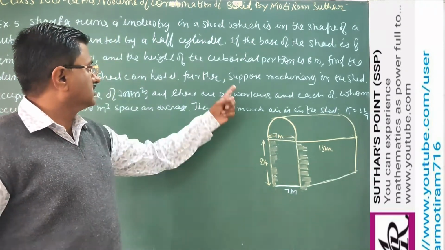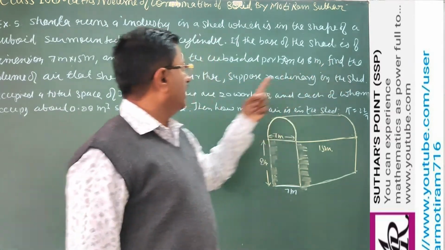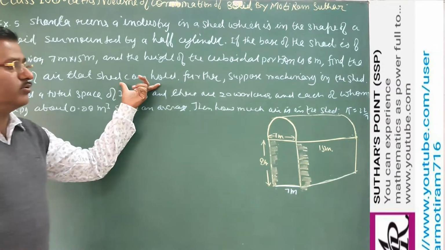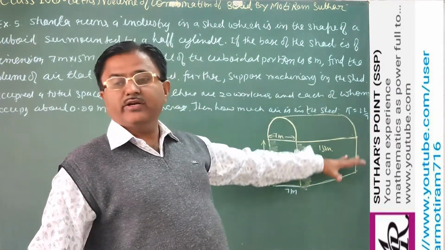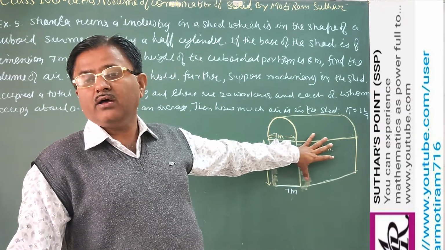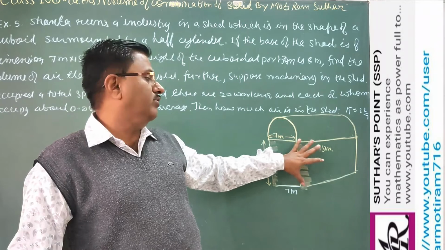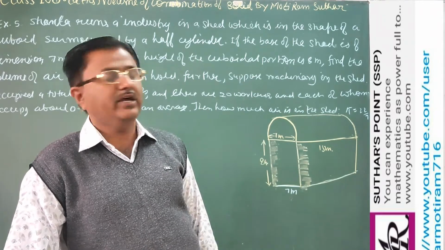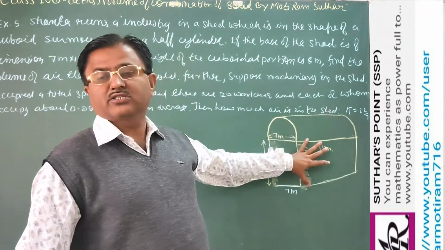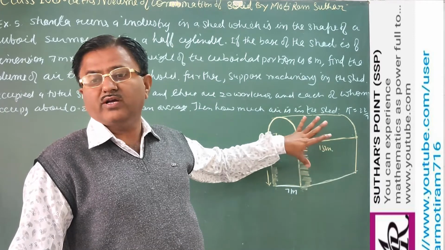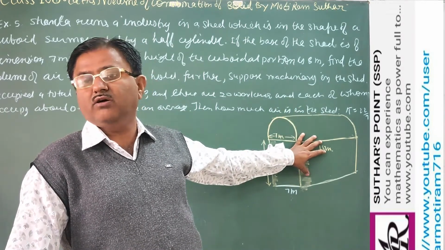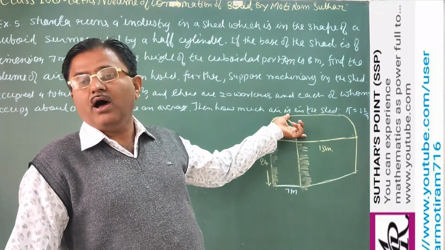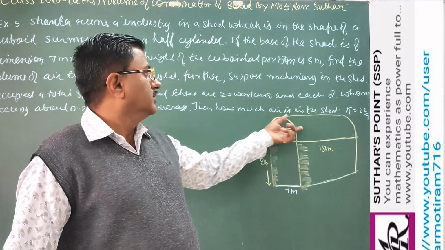Then it says, find the volume of air that the shed can hold. So you have to find what quantity of air will be present in the shed. It means we have to find the total air occupied in the shed. So how can you find the total air? That is the volume of this whole industry, or you can say the capacity of this industry, we have to find out. As the figure is clear, it is the volume of the cuboid plus the volume of the half cylinder.